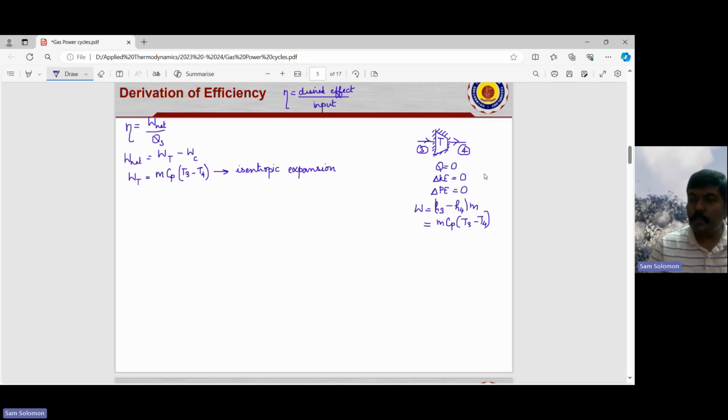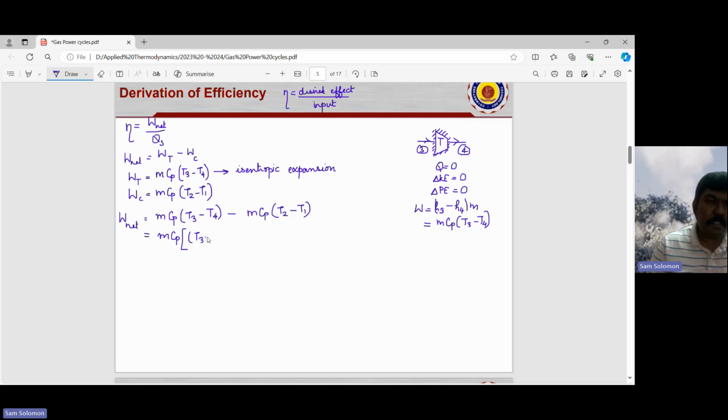The same thing holds good for your compressor also. So if you take the compressor, WC is going to be m Cp times (T2 minus T1). So your W net is going to be m Cp times (T3 minus T4) minus m Cp times (T2 minus T1). If we take m and Cp as common, what we have is (T3 minus T4) minus (T2 minus T1). This is what we have here.